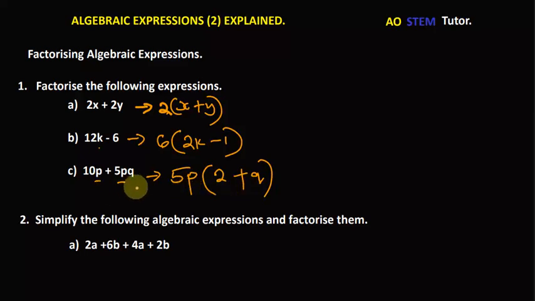When you open these brackets, 5p times 2 is 10p. Then plus 5p times q is 5pq. So we have factorized that. Next question.